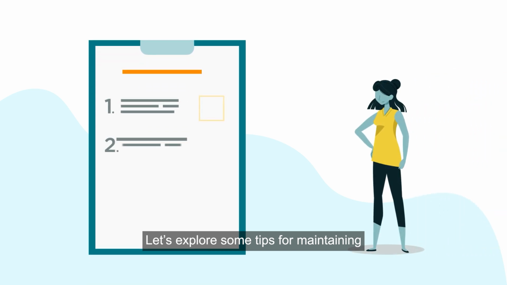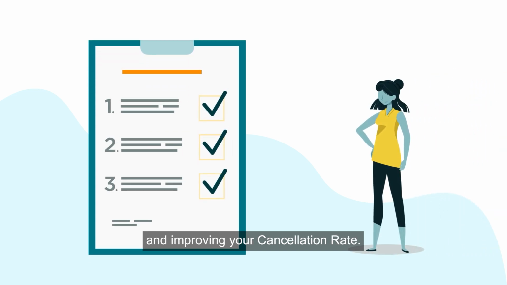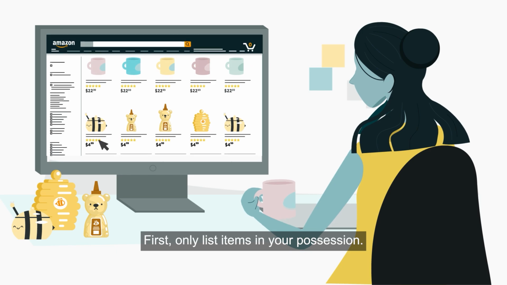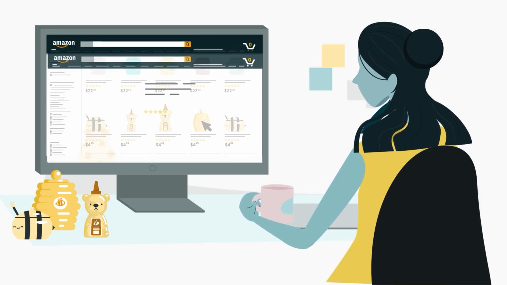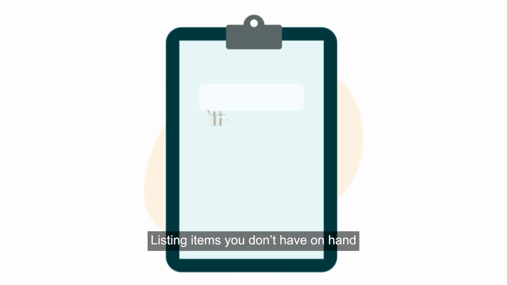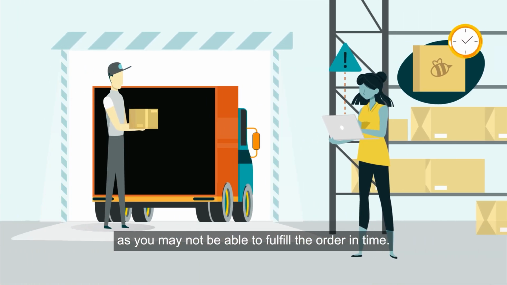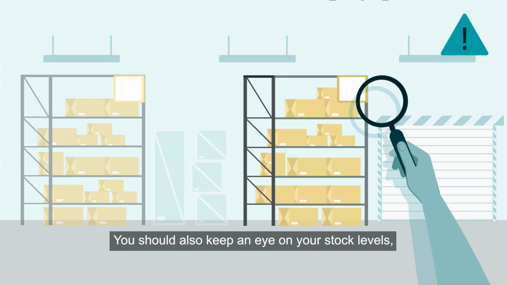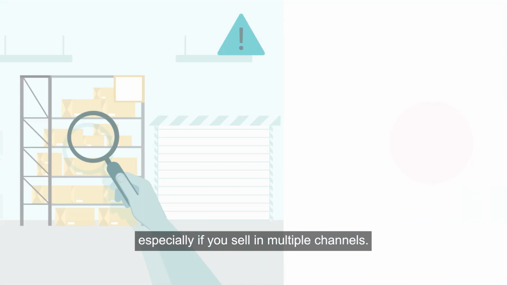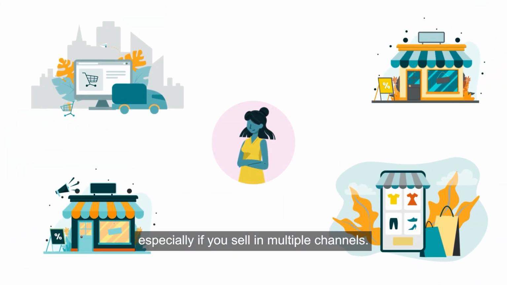Let's explore some tips for maintaining and improving your cancellation rate. First, only list items in your possession. Listing items you don't have on hand can cause cancellations, as you may not be able to fulfill the order in time. You should also keep an eye on your stock levels, especially if you sell in multiple channels.